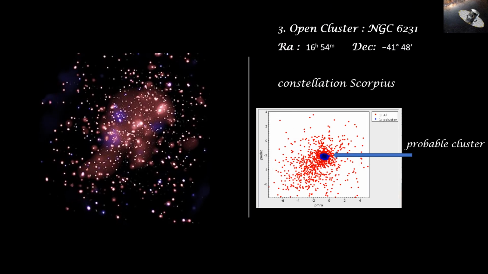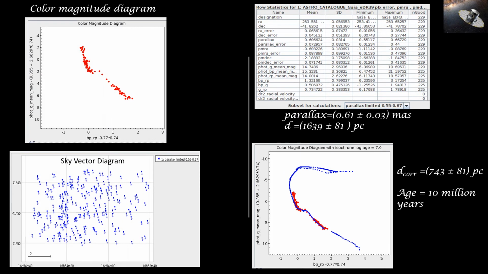And for the open cluster NGC 6231 in the constellation Scorpius, this is my probable cluster. And these are the plots that I got. The cluster was found to have a distance of 743 plus minus 81 parsecs, and its age is 10 million years.